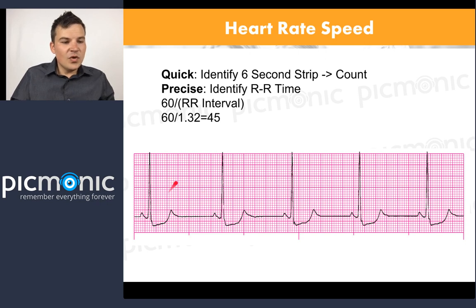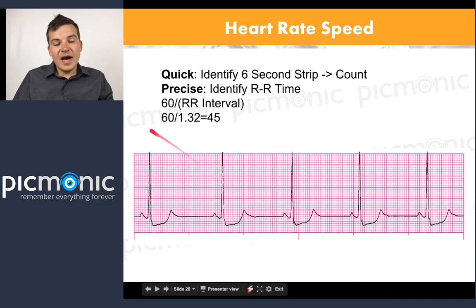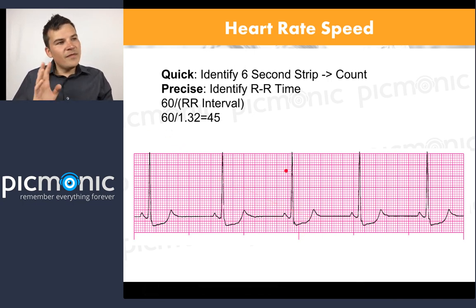Seems like fun. So if I look at this 6-second strip, there I've got 1, 2, 3, 4, 5. So I've got about a heart rate of 50 because I multiply that by 10, and that's absolutely correct. So now what if I need an exact heart rate?